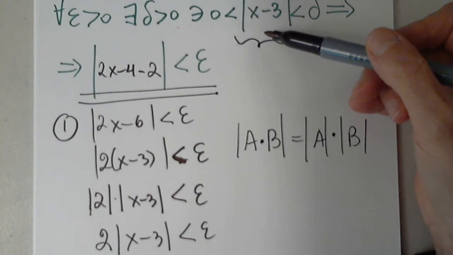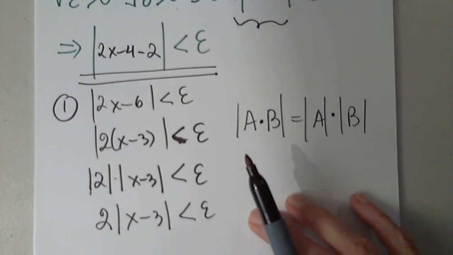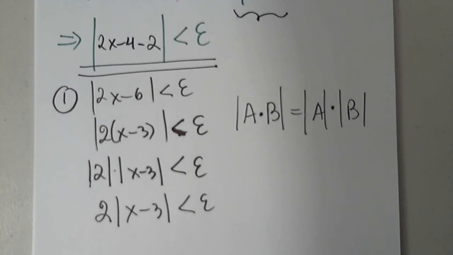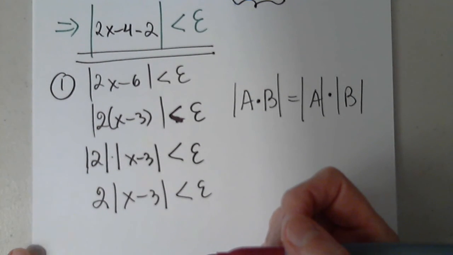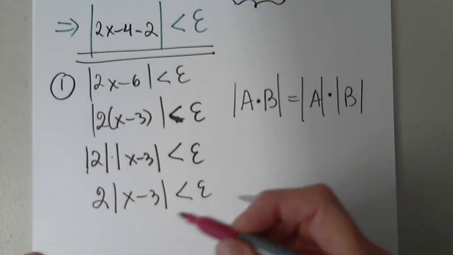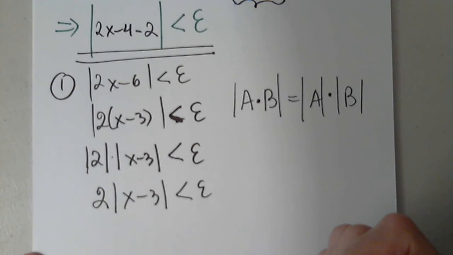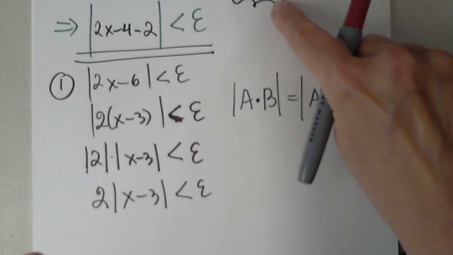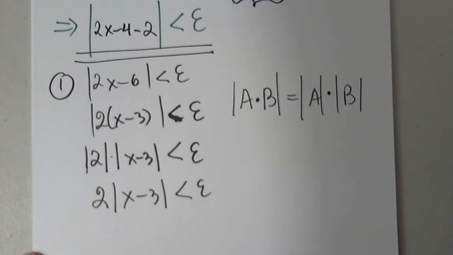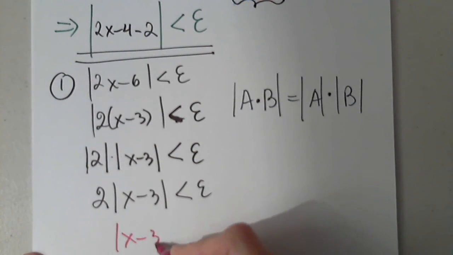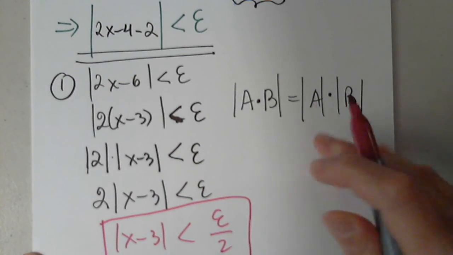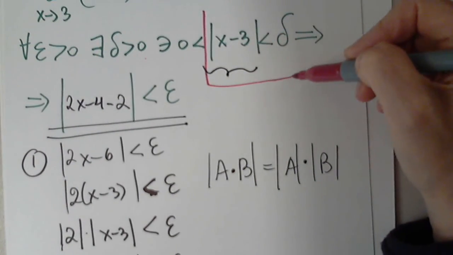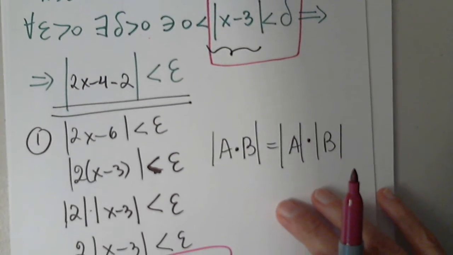Remember where am I going? And what should I do now to both sides? Which I couldn't do before. Final step. I need to obtain this on this side. So what can I do? There is nothing else but one. Divide by 2. That's it. There is nothing else. So by comparison, if you compare this to this, have we found delta?